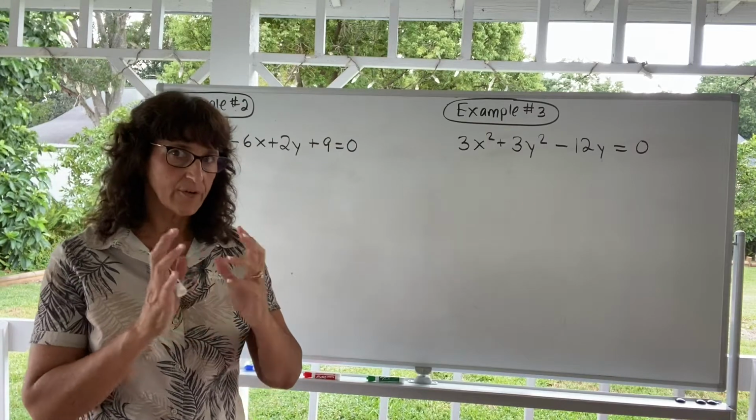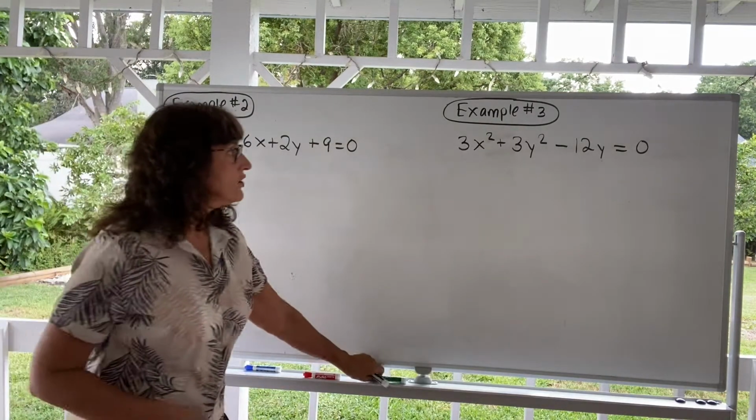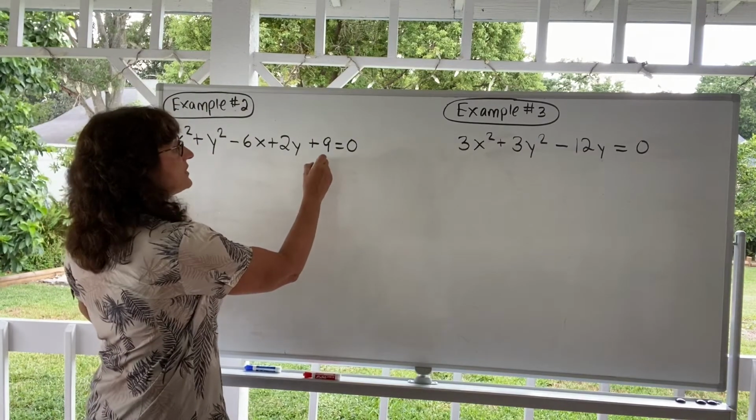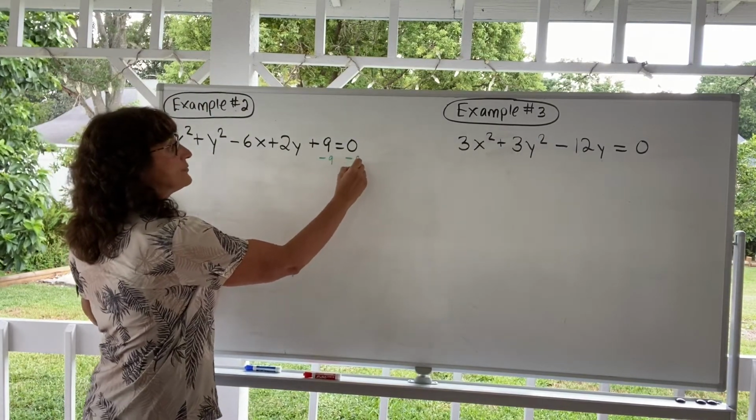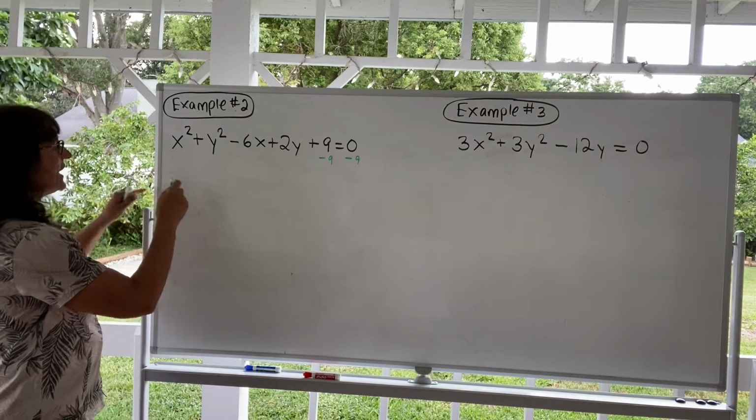Group the x's together, group the y's together, and then move the constant to the other side. Okay, so let's regroup. We're going to move the 9 to the other side, subtract 9 from both sides, all right? And we're going to regroup. Group the x's together. What do we have for the x's?